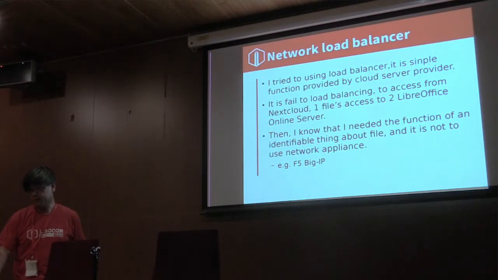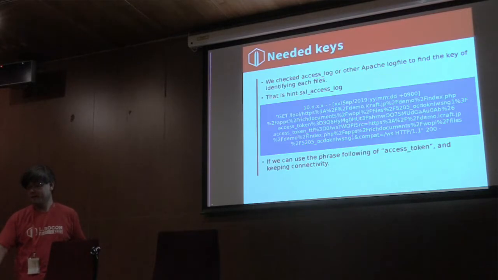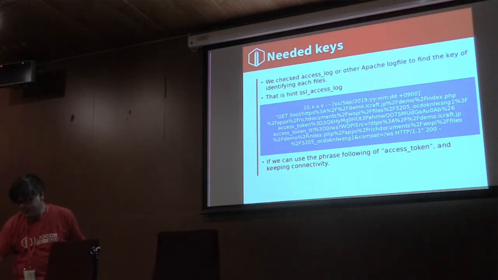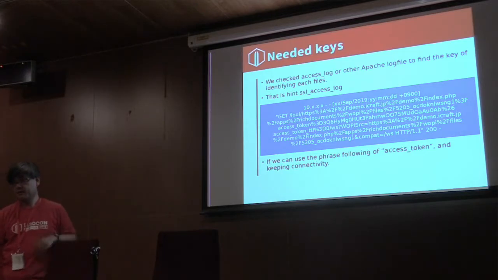When one file was accessed on two LibreOffice Online servers at the same time, it failed. Then I learned that a function of identity about the file is needed, which a network appliance does not provide, and it is too expensive. I checked the Apache access log to find the key of identity for each file.